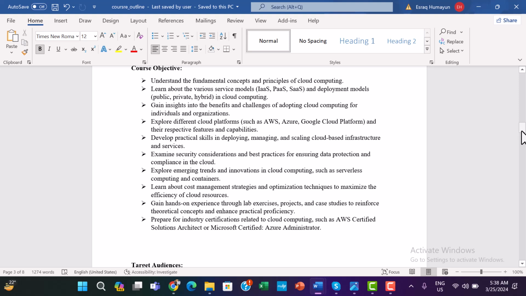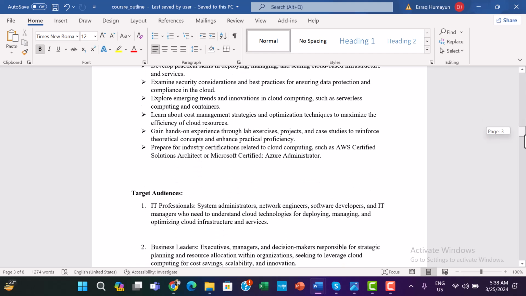If we get time, after this course we will go through our second tutorial on AWS, where you can learn about practical knowledge. Prepare for industry certificates related to cloud computing such as AWS Solutions Architect, Microsoft Certified, and Azure Administrator.